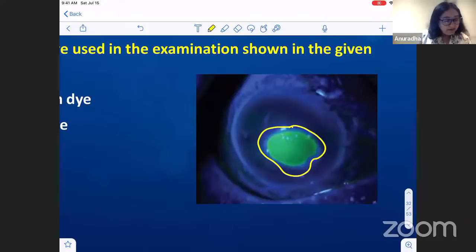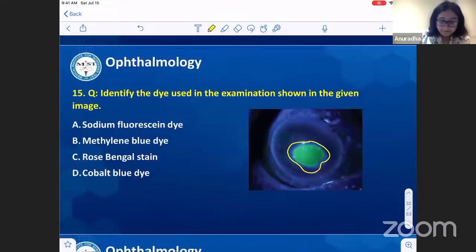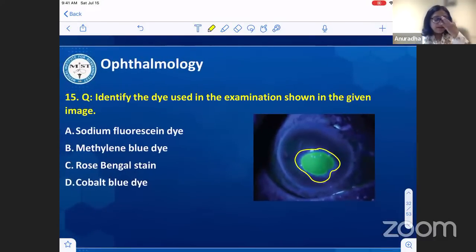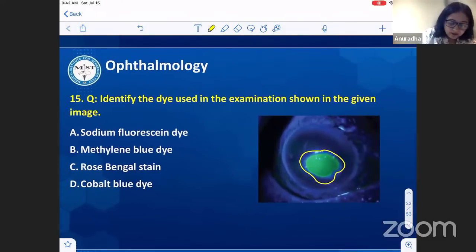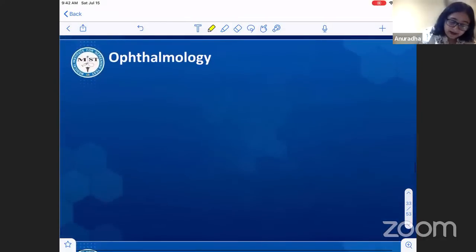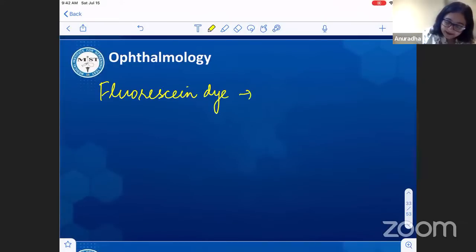So your corneal lesion is stained green in color and you are checking it under blue light. So this is your sodium fluorescein dye. Some of you, very few of you, are telling it as B, which is not the answer. It's a sodium fluorescein dye. Regarding the sodium fluorescein dye, it is an orange colored dye.